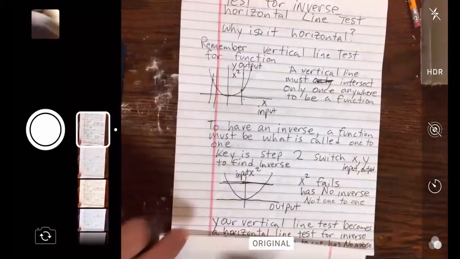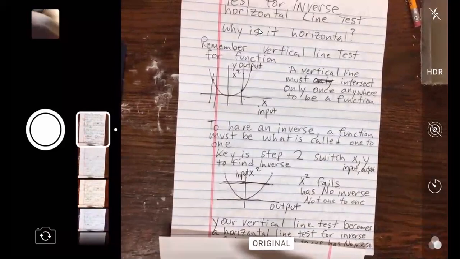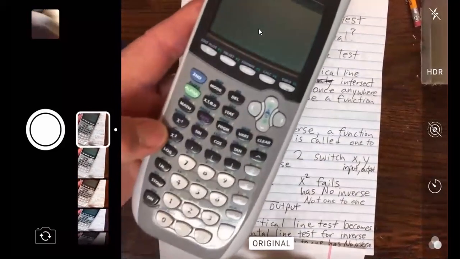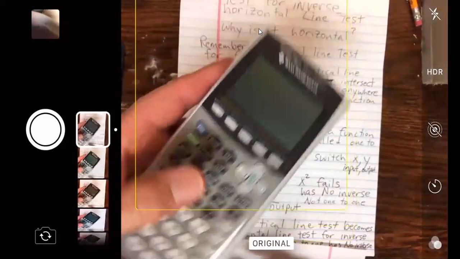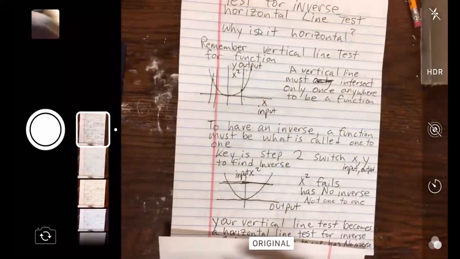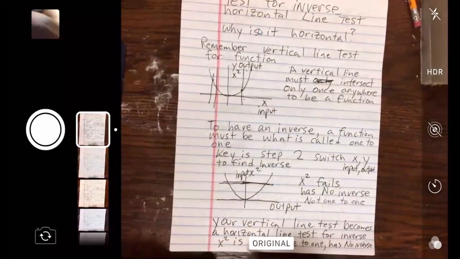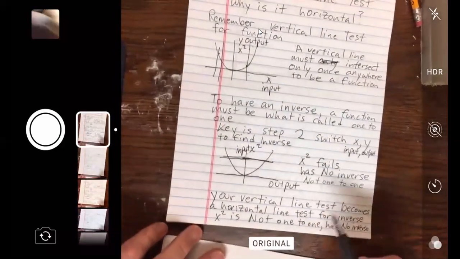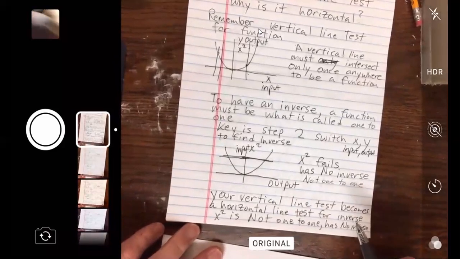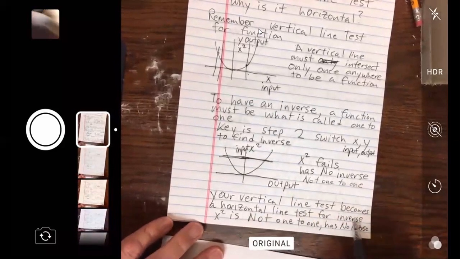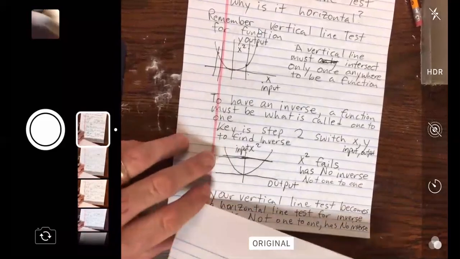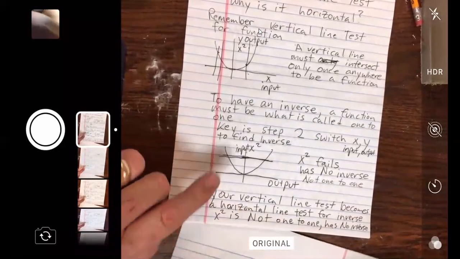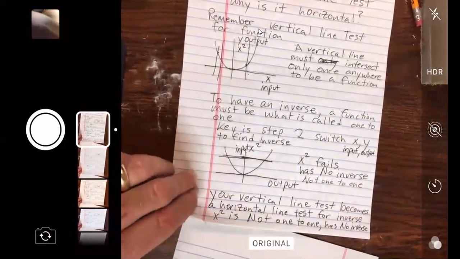Well, that's really funny because I could have sworn previous pages we pointed out that x squared has an inverse of square root. Oh no! So yeah, your vertical line test becomes a horizontal line test. It's the same idea. You can only intersect once, but it's a horizontal line test for inverse, and x squared is not one-to-one and has no inverse. The secret to this is that this is not the version of x squared your calculator is using.